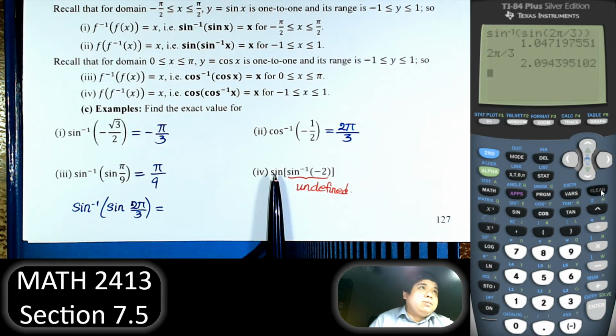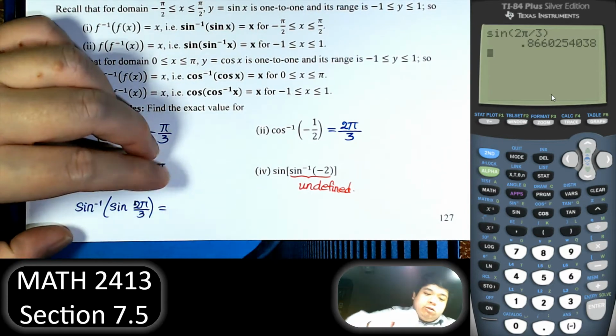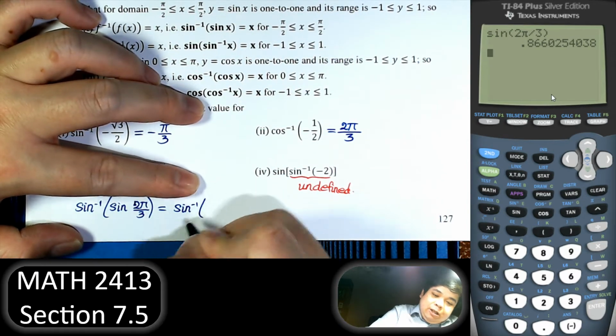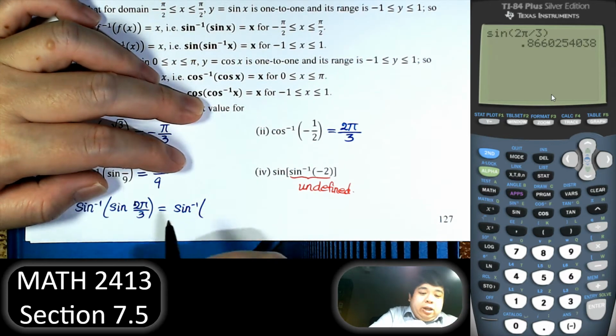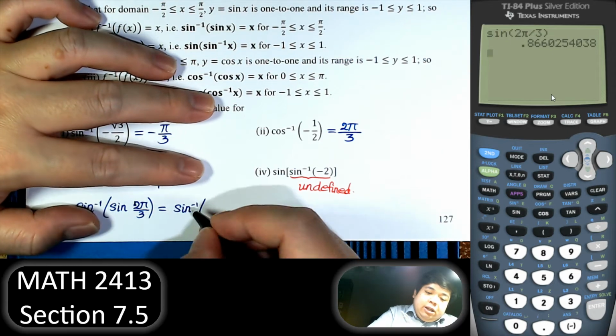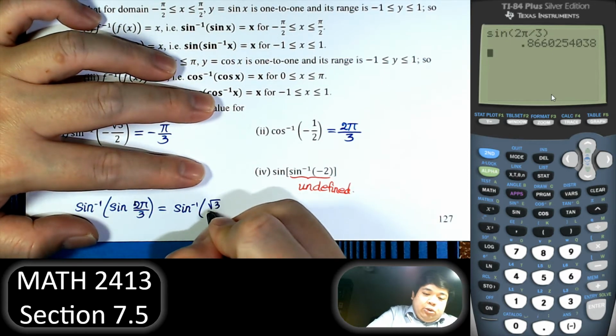Well, just do one by one. What is sine of 2 pi over 3? Well, that is that. Right? Sine of 2 pi over 3. Let's do the inside first. Sine of 2 pi over 3 is going to be square root of 3 over 2.